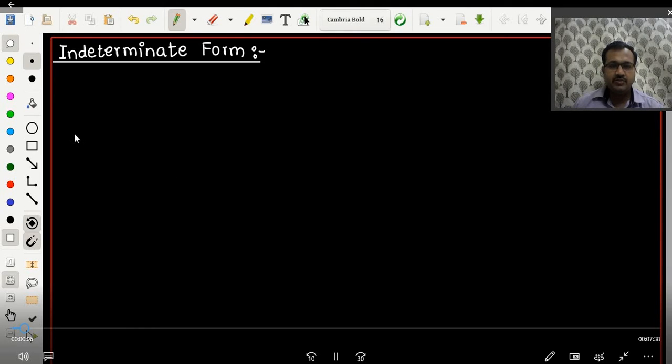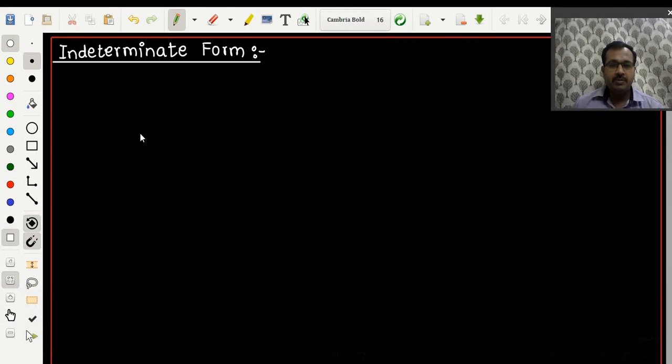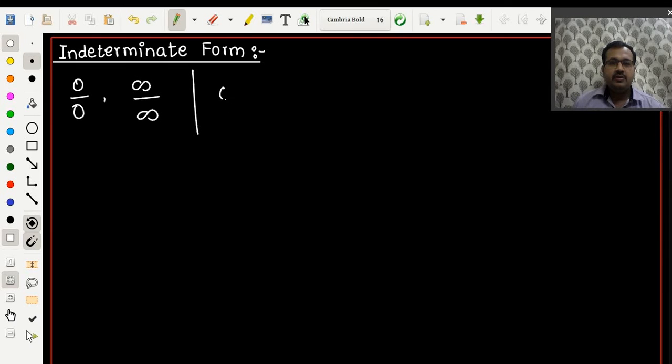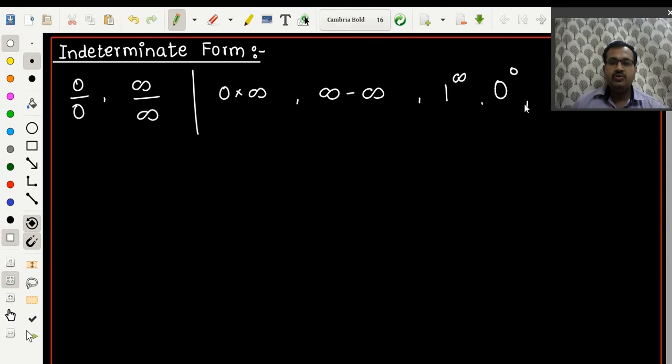In today's session we are going to discuss indeterminate forms. In previous few modules we have discussed indeterminate forms 0 upon 0, infinity upon infinity, then 0 into infinity. In today's session we are going to discuss the indeterminate forms infinity minus infinity, 1 raised to infinity, 0 raised to 0 and infinity raised to 0.